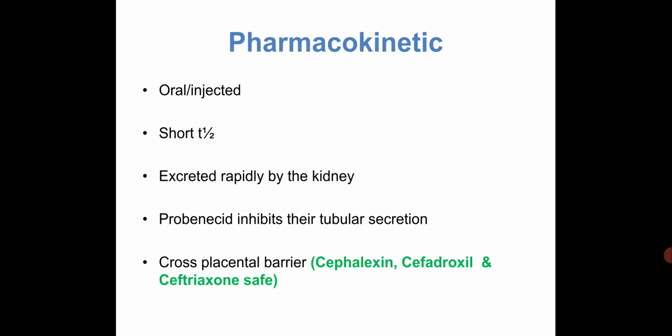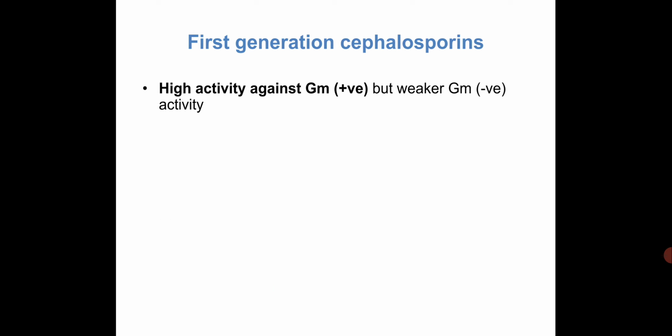This cephalosporin crosses the placental barrier, but it is a safer drug. The safest drugs among the cephalosporins are cephalexin, cefadroxil, and ceftriaxone. Let's see the first generation cephalosporin.